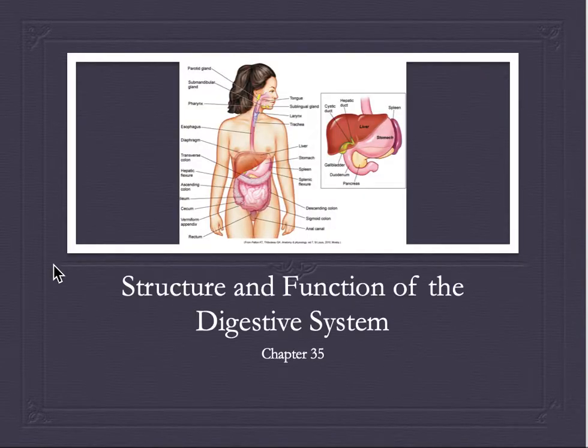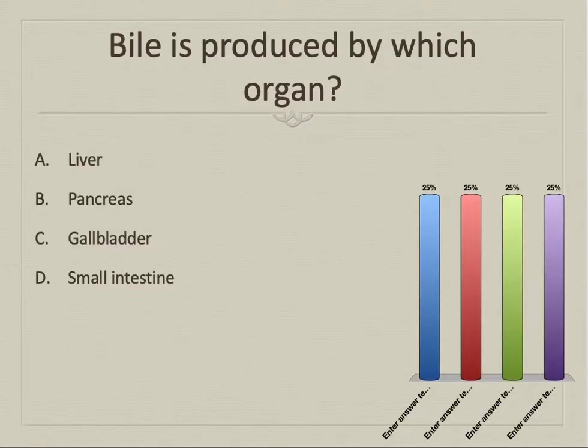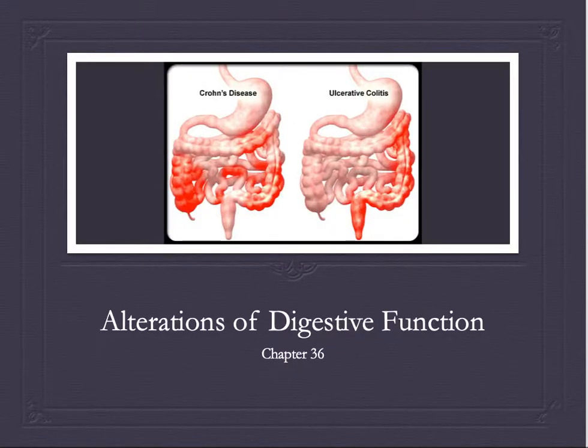The first chapter is chapter 35, which is an A&P review, so we won't be covering that. However, please be sure to do the activities that will help you to just refresh your memory on that. You also have SurePath assigned for this. So we'll move directly into alterations, which is chapter 36.